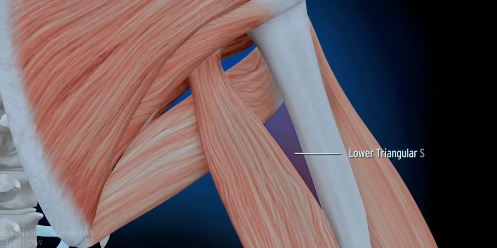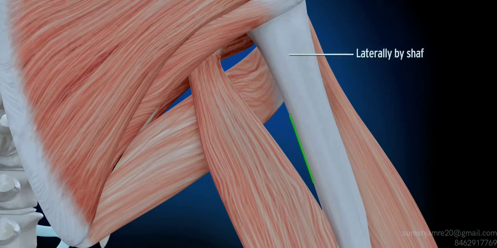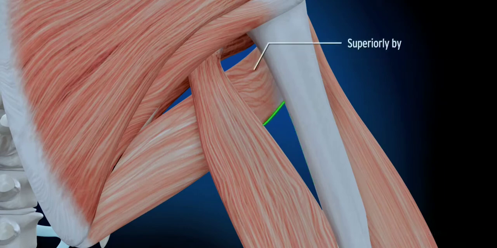Lower triangular space. This is formed medially by the lateral margin of the long head of the triceps brachii muscle, laterally by the shaft of the humerus and superiorly by the inferior margin of the teres major muscle.